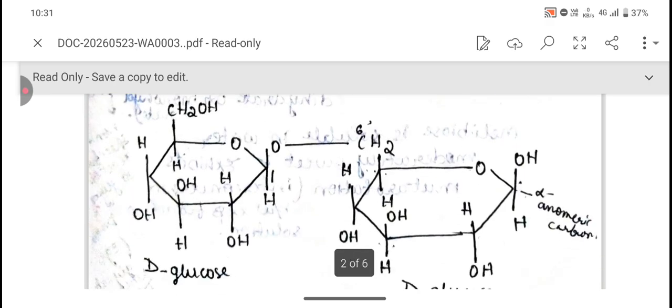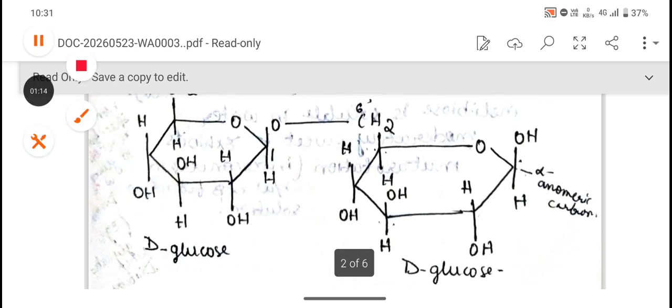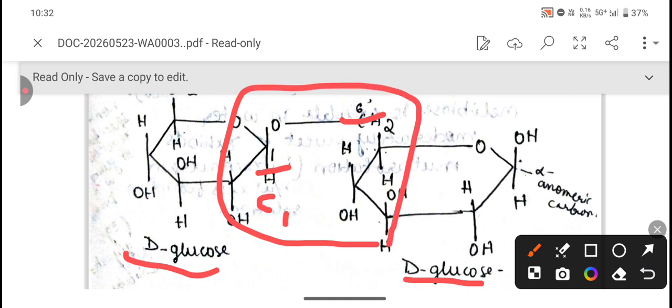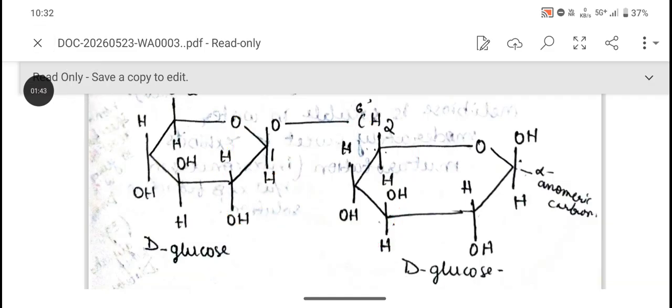So this is the structure of Gentiobiose. These are the two molecules of D-glucose. Between the two molecules, there is a formation of a glycosidic linkage like this. The glycosidic linkage is between the C1 carbon atom and the 6th carbon atom of another D-glucose. So this forms a glycosidic linkage like this. This is known as the C1-C6 glycosidic linkage. I hope you understood the structure.